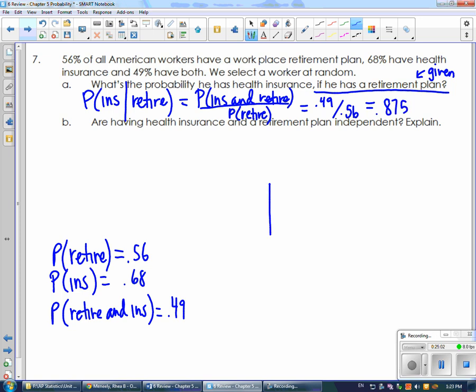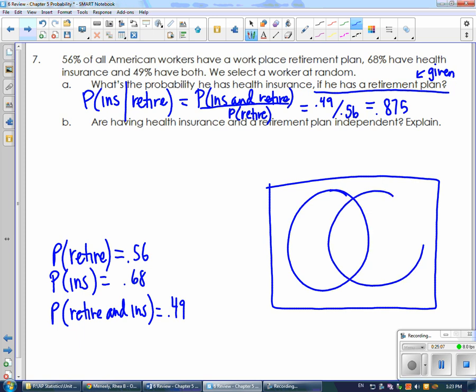Now, you could totally draw a Venn diagram here. So if this is my retirement circle and this is my insurance circle, we start with the overlap. We know 49% have both. If I've got 68% have health insurance, I need to do 68 minus 49, so that's 19%. And if I know that 56% have a retirement plan, I need to subtract the overlap there as well. So that'll be 7%. Hopefully I did that math right.